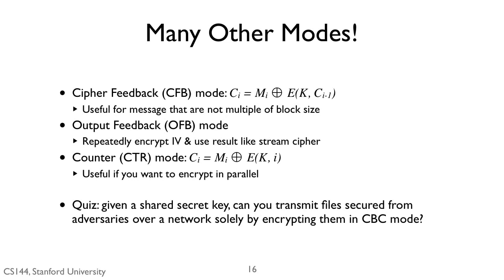Or there's output feedback mode, where you repeatedly encrypt the initialization vector and use it like a stream cipher. Or counter mode, where you encrypt incrementing values of the key and XOR them with message blocks. This is easily parallelizable, but means that you can only use a key for one message unless you do something smart with the value I.